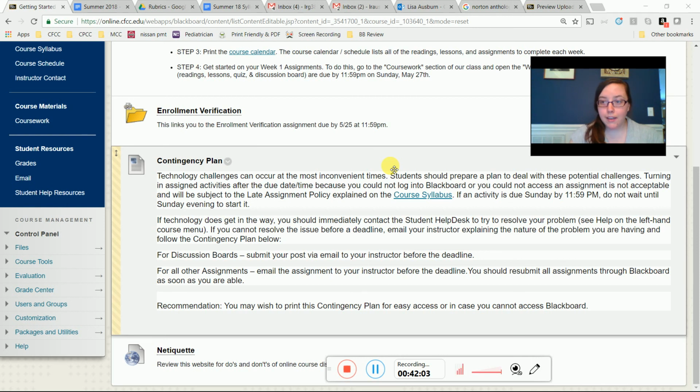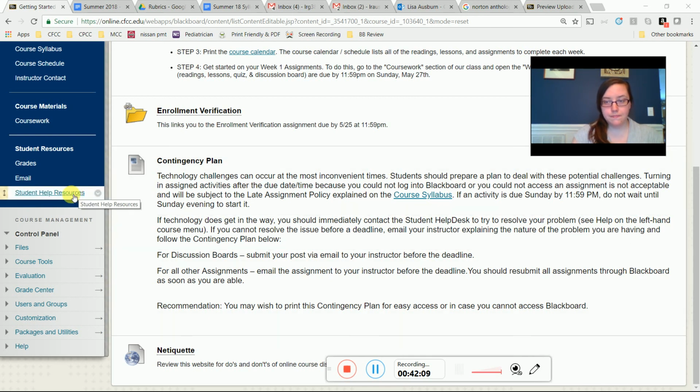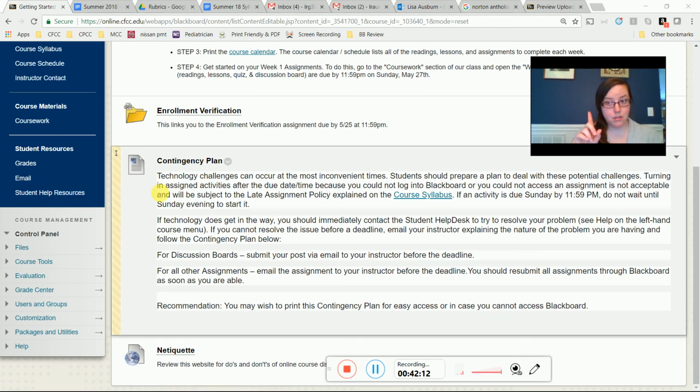If Blackboard is working and it's working for you, please don't email it to me. Please put it in on Blackboard. If you don't know how to use Blackboard, I have helpful resources in here. There's tutorials. There are pictures. I think that's everything for the contingency plan. So your contingency plan is if your computer or Blackboard is not working, send me an email. Like, email me your stuff. Don't just tell me it's not working. Email me your assignment. And then the minute your computer is working again, or Blackboard's working again, put it in Blackboard. Okay.